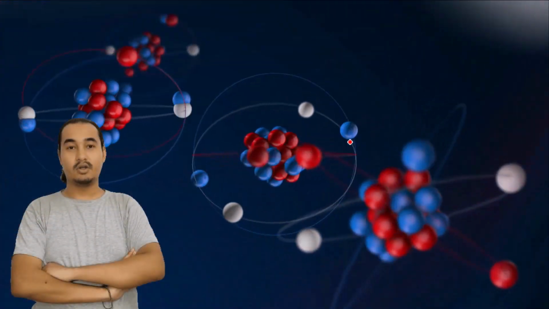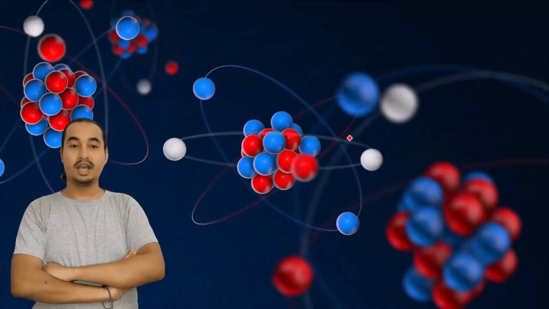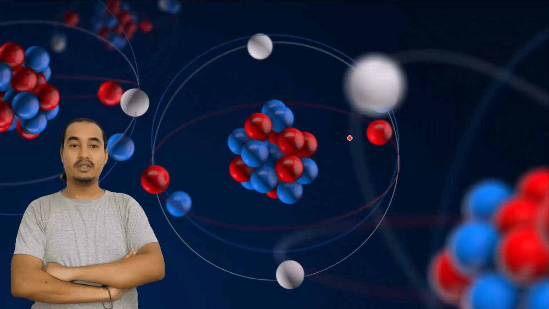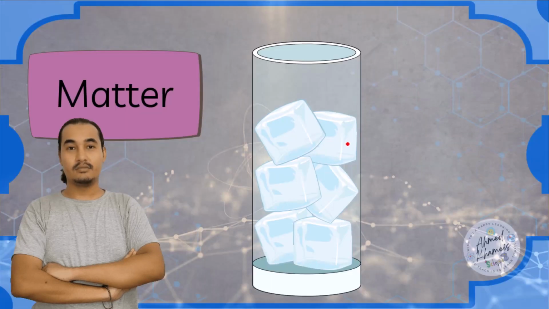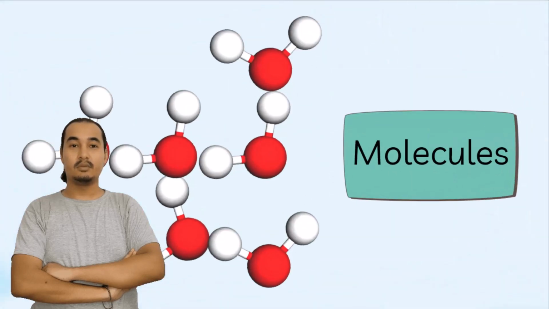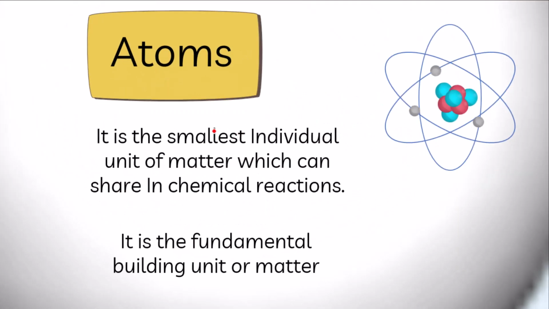So far, we learned about matter and we break it to molecules and discovered their properties. And now, it's time to break the molecules to understand how they form. So, from matter to molecules, and if we continue breaking molecules, we'll end up with atoms, which is the smallest individual unit of matter, which can share in a chemical reaction. So, the part of matter that shares and enters chemical reaction is atoms.